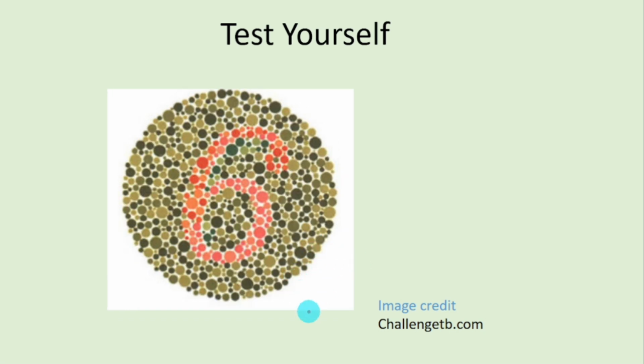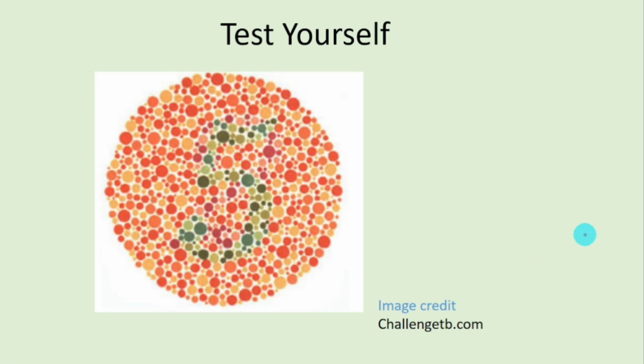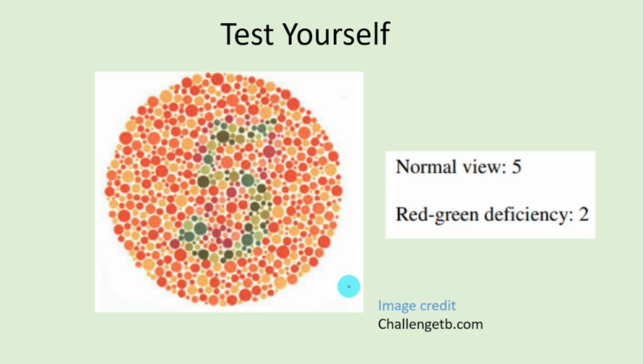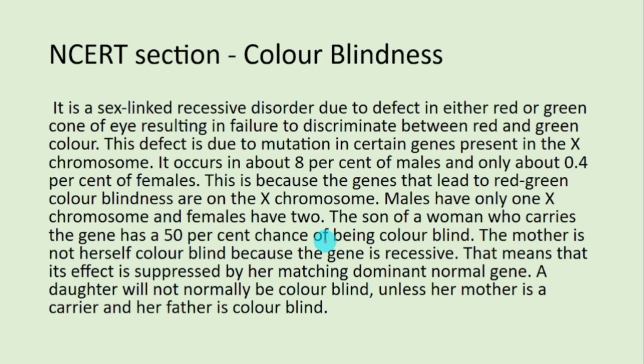Okay, what about this? The number is 6, and any colorblind person will read it as 5. What about this? This is number 5. Others will read it as 2. What about this one? It is 97. So this is the section in NCERT. I will pick the important lines and discuss with you.